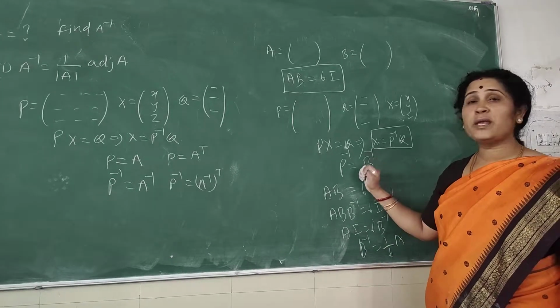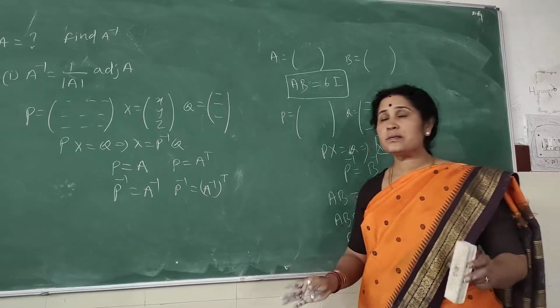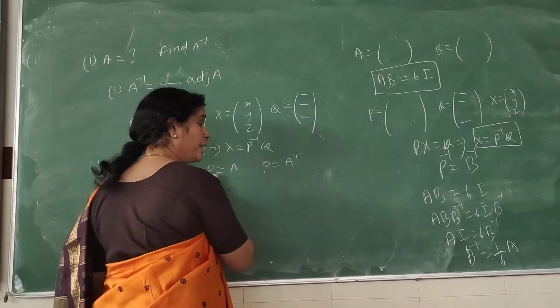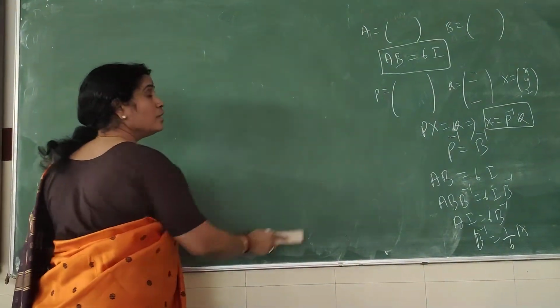So do not find minor cofactor. Do not use minor cofactor here. So the matrix method is nothing but that, and that is quite a difficult one. Now come to properties. The major topic is the properties. One question will definitely come from properties.